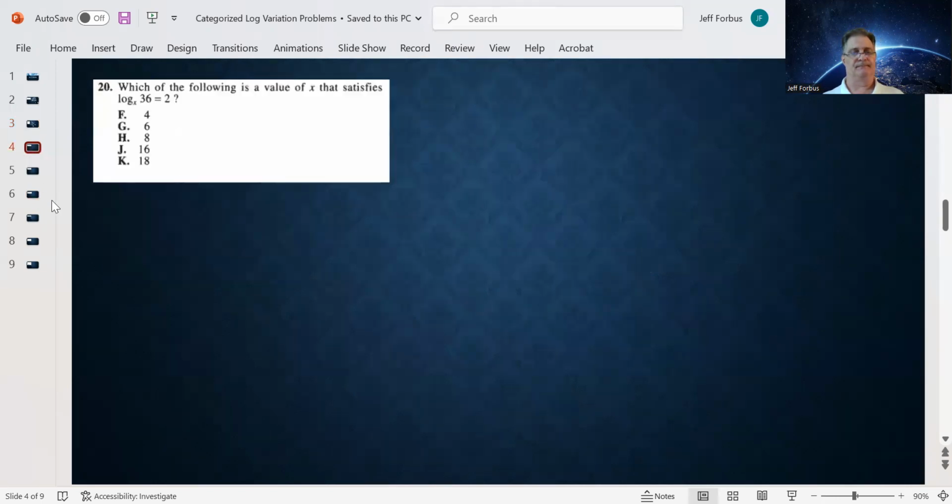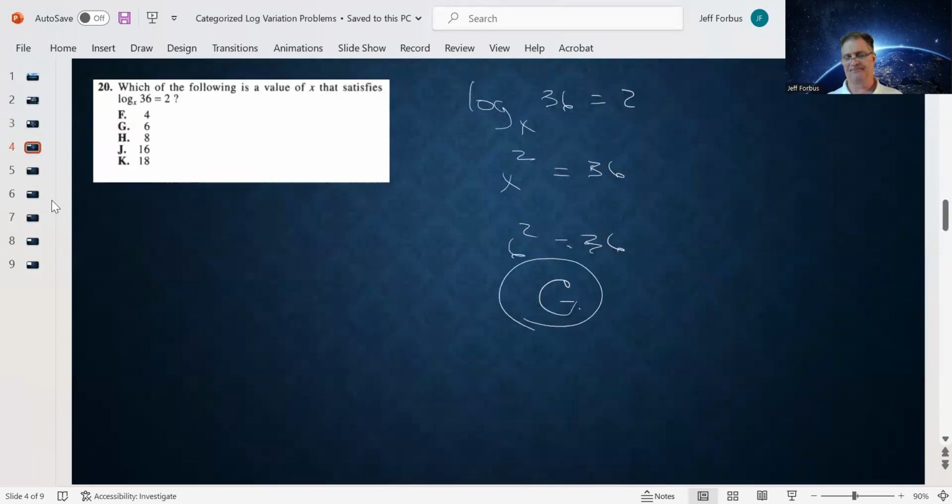All right, the next question. Same idea. Which of the following is a value of x? Well, all right, so we got log base x of 36 is equal to 2. Here, it's just going to be x squared is equal to 36. Now, look at your answer choices. What number can you square and get 36? Well, 6, right? And that gives you answer choice G. So that's really easy.